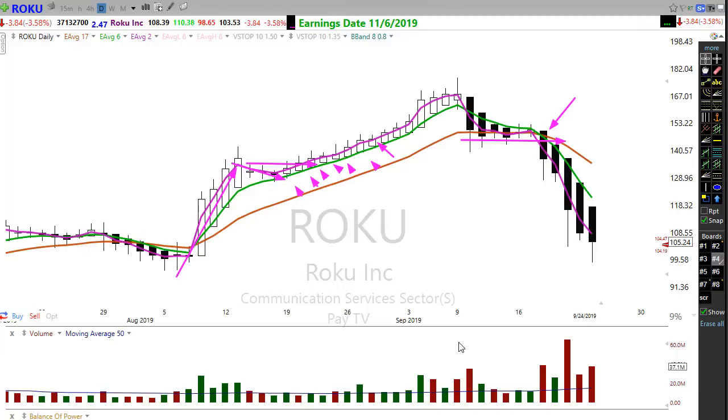Remember, trader, the wicks and tails in a Heikin-Ashi candle are different. When we are in a strong uptrend, there are no tails on the candles. When we are in a strong downtrend, there are no wicks on the candles. It's only when we hit these transition points that we actually have wicks and tails coming into play.